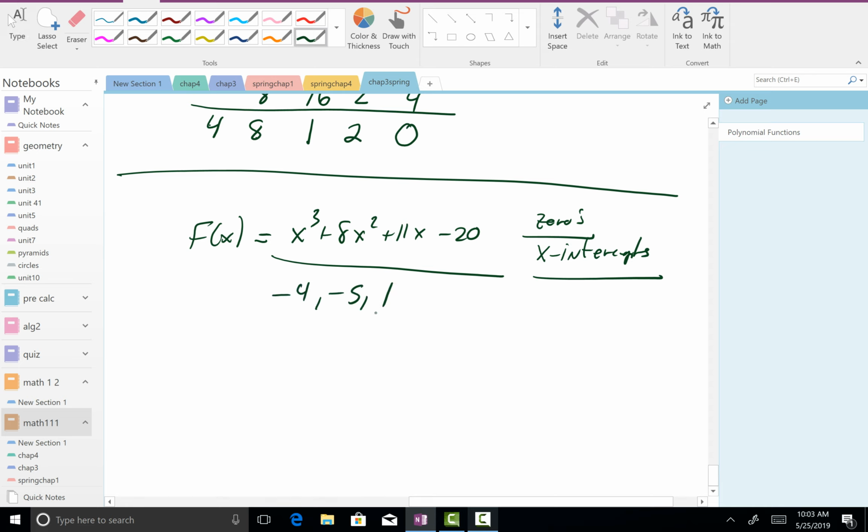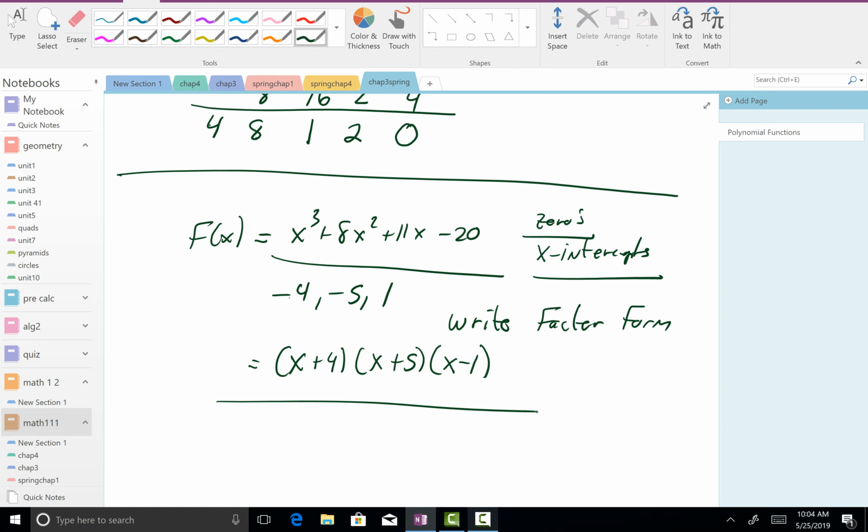Okay. X plus 4. X plus 5. X minus 1. There you go. Thanks. That's what I want. Okay? And that's all you got to do on those. Just graph them. Okay? Find the x-intercepts. Okay? That's what we're looking for. All right?